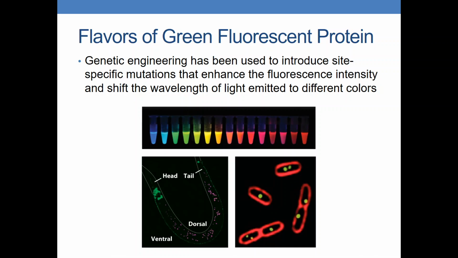The engineering of these fluorescent proteins is an example of a post-translational modification because the protein is not fluorescent upon the initial synthesis in the cell. So it only becomes fluorescent later.